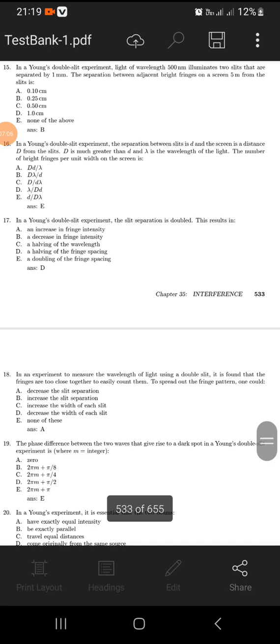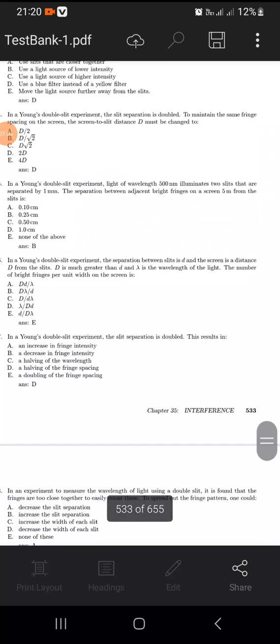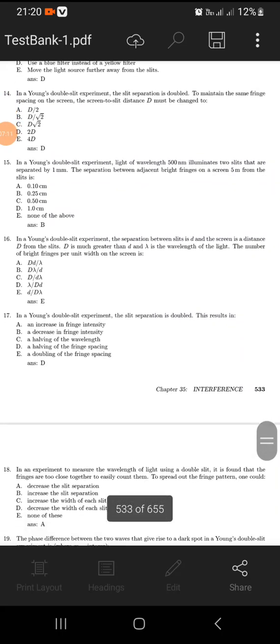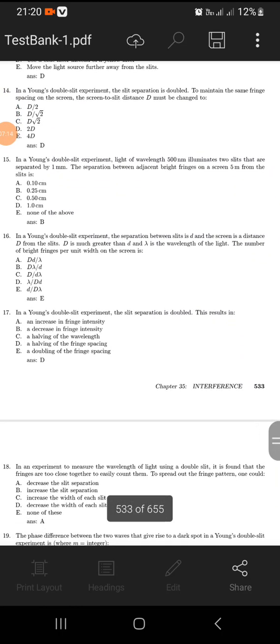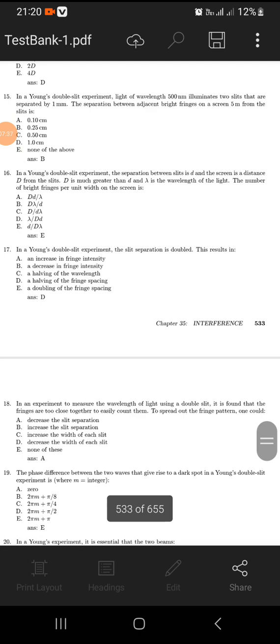In a Young's double slit experiment, light of wavelength 500 nanometers illuminates two slits that are separated by 1 millimeter. The separation between adjacent bright fringes on a screen 5 meters from the slits is 0.25 centimeter.